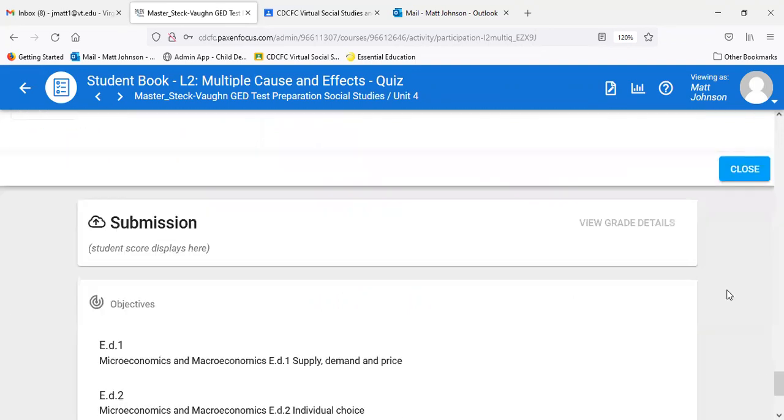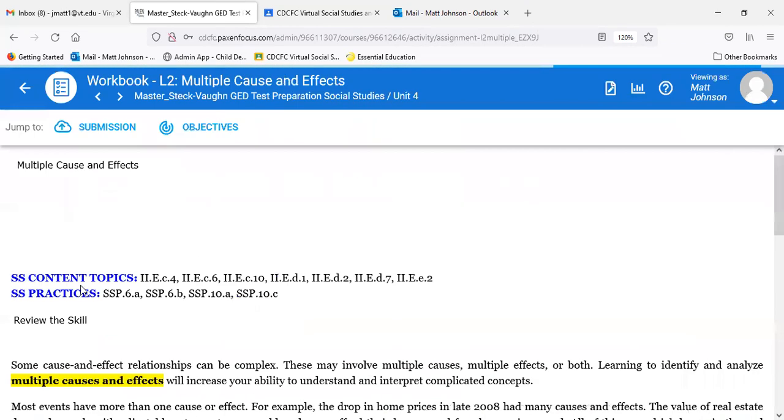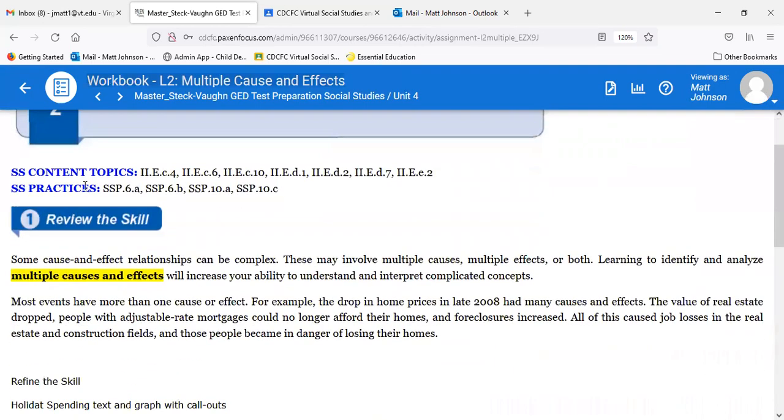All right, so let's go on over to the workbook. Only 6 questions for the workbook here. As we're studying here, it says some cause and effect relationships can be complex. These may involve multiple causes, multiple effects, or both. Learning to identify and analyze multiple causes and effects will increase your ability to understand and interpret complicated concepts. Most events have more than one cause or effect.